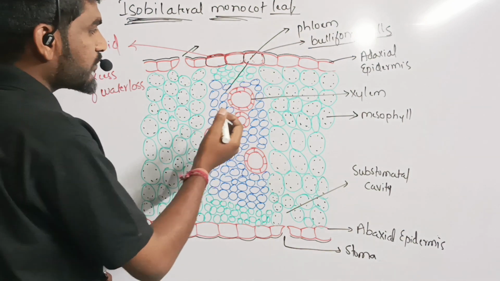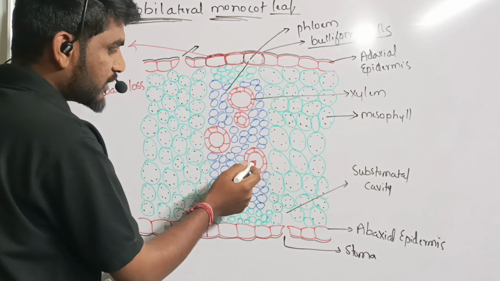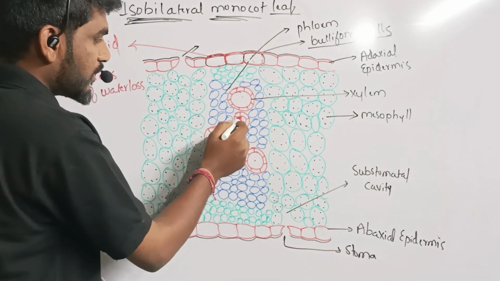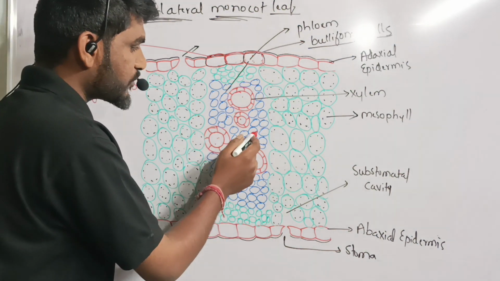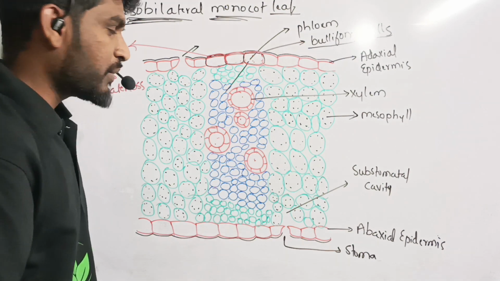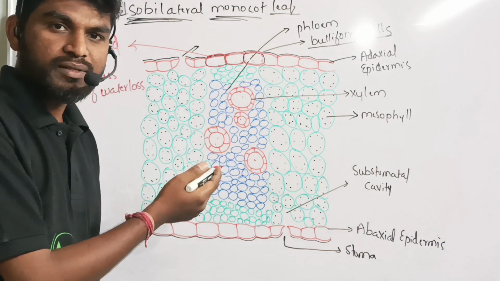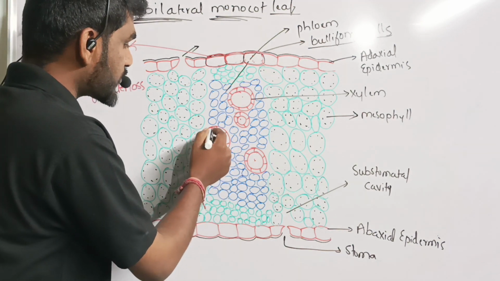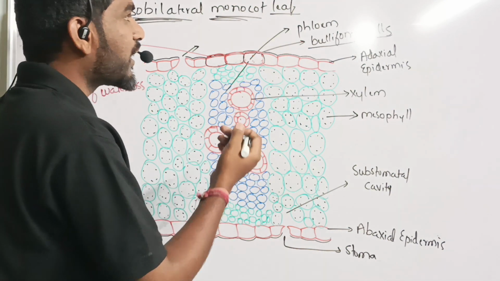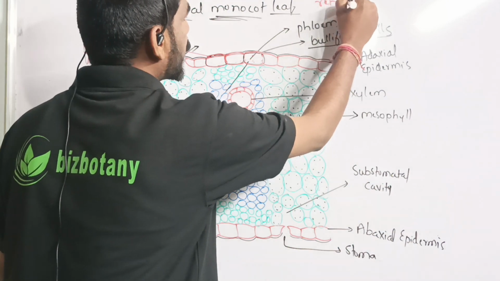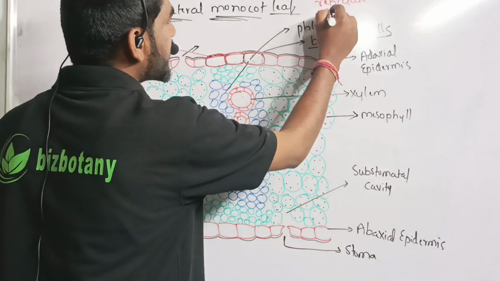Next are the vascular bundles. These red colour structures are nothing but xylem tissues. Around the xylem we have the phloem tissues. In the case of dicot leaves, the vascular bundle size will be different, because dicots have a reticulate type of venation. But in the case of monocots, we have a parallel type of venation.